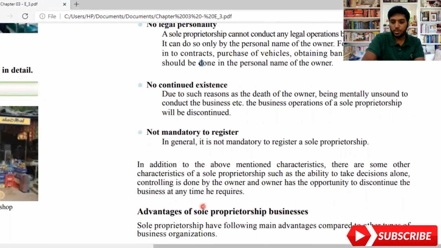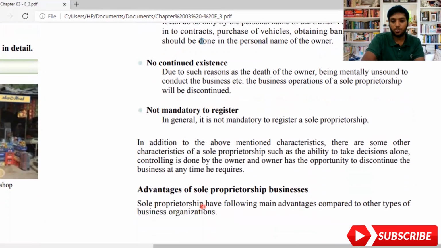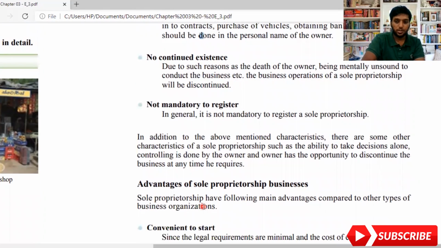In addition to the above mentioned characteristics, there are some other characteristics of a sole proprietor, such as the ability to take decisions alone. Controlling is done by the owner, and the owner has the opportunity to discontinue the business at any time he requires. So shutting down the business or taking decisions in the business is with you, so you can't give the decision to someone else.